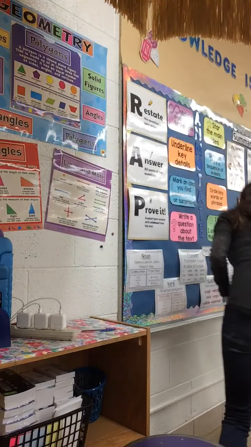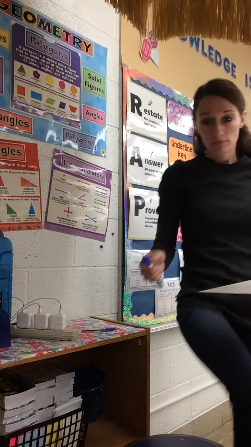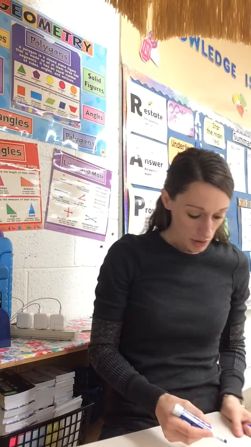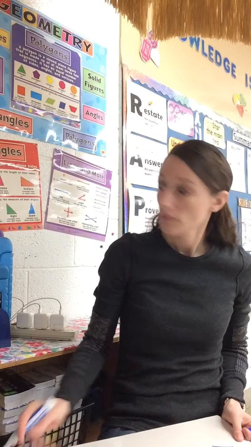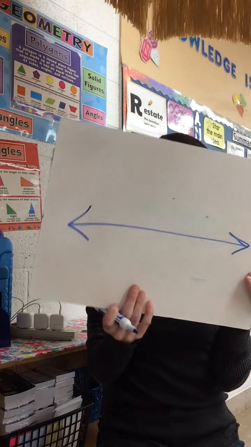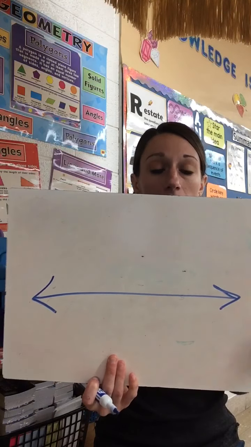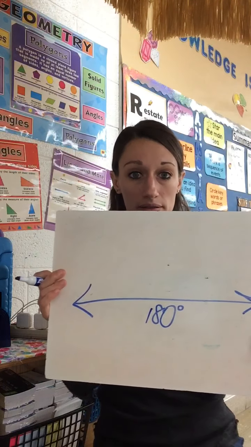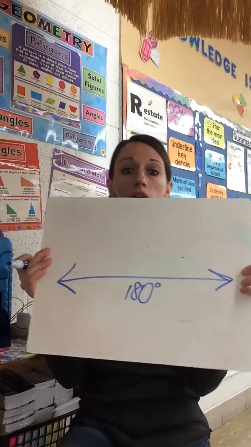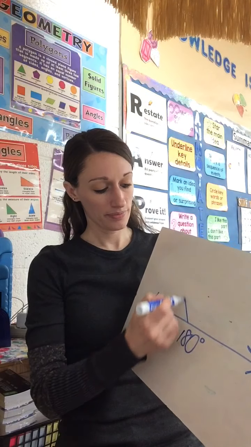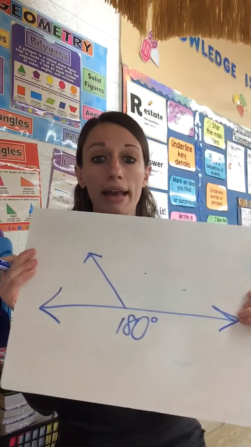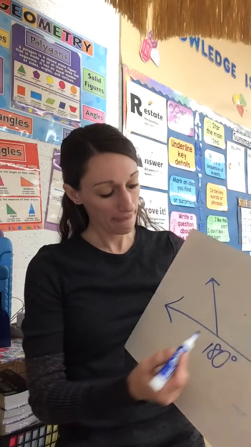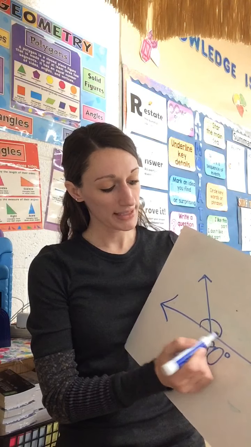Sorry, let me grab a marker. Okay, so if I am doing a straight supplementary angle, I know that this equals 180 degrees, right? So let's say I have an angle within the angle. And this is acute, this is obtuse.